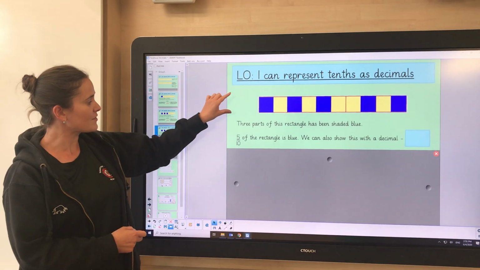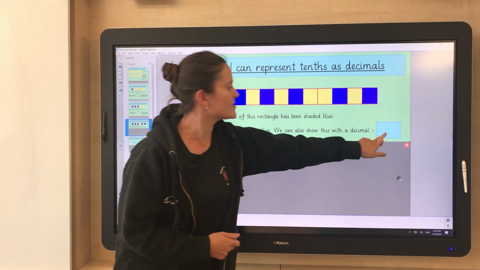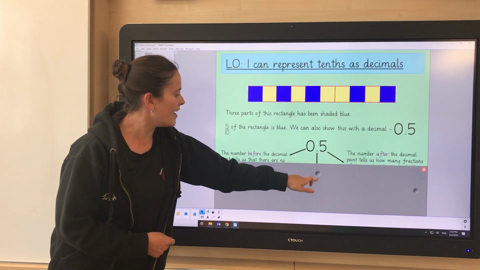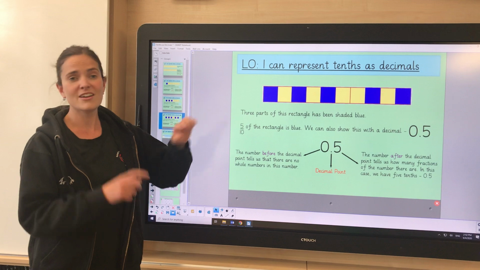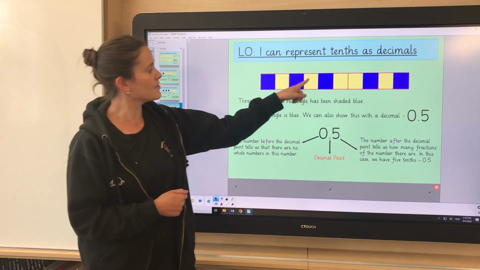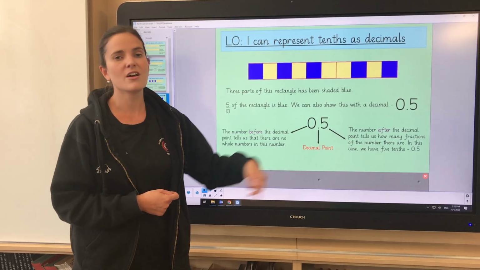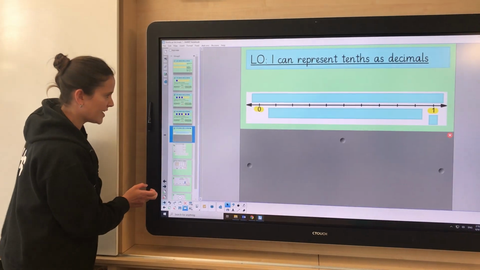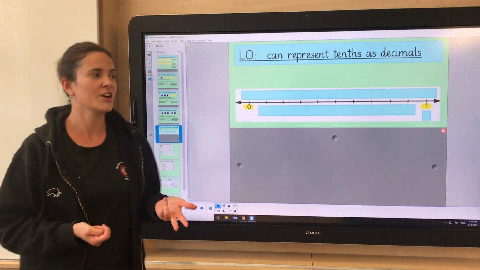We would say that 5/10 as a fraction of the rectangle is blue. We can show this with the decimal 0.5. And then moving down here, we've got the same example. Still, we have not the whole shape shaded in blue. We only have 5 of the parts, 5/10, and that is why we have got a 5 after the decimal point. Hopefully, that is clear. If it's not, you can go back and re-watch that part of the video.